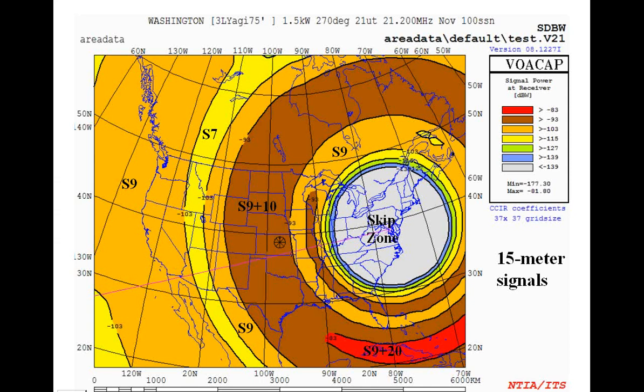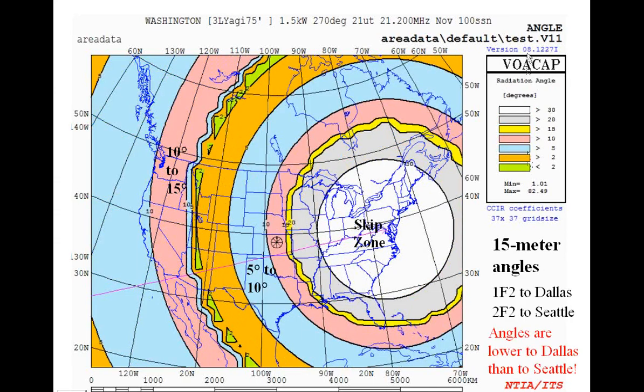Now, let's take a look at what angles are involved. Oh, by the way, let me go back here. S-dBW stands for the signal in dB referenced to a watt. That's what these numbers are. So this blood red color right over here, S9 plus 20, is greater than minus 83 dB referenced to 1 watt. All right. Now let's go into the VOAAREA coverage showing the angles necessary.